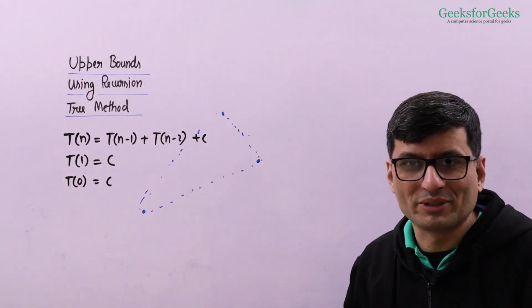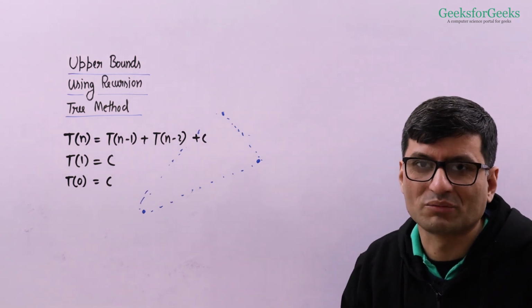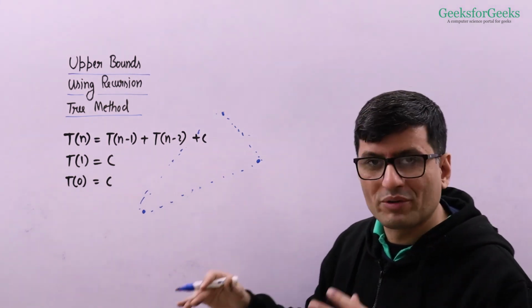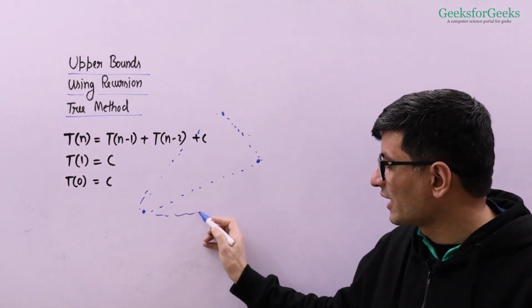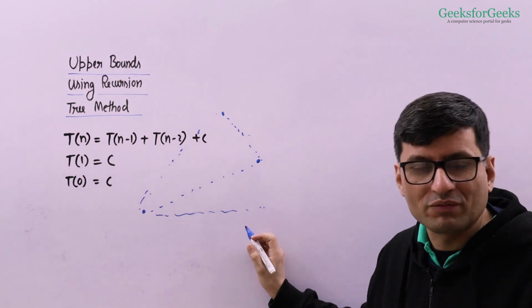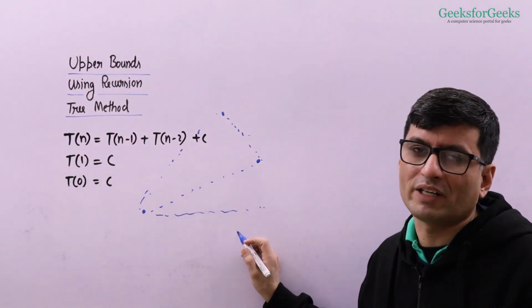We can't do the exact sum here. If we do, we need lots more mathematics. It's difficult. So what are we going to do? We are going to consider this as a perfect tree and we are going to find an upper bound. So pause this video now and find an upper bound.